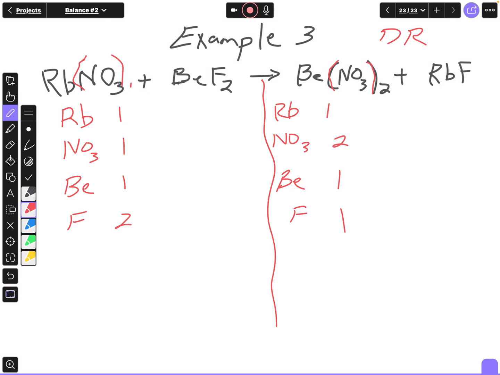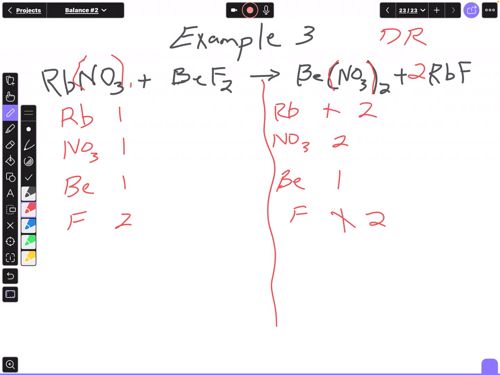Now, a lot of times these equations that look like they would be the hardest ones are the easiest ones to balance. A lot of times you can just add in one or two coefficients and it balances them out. So if I want to balance, I can start with, say, my fluorines. I need two on the right, so I have to put a 2 right here. So that changes my fluorines to 2. It changes my rubidiums also to 2.